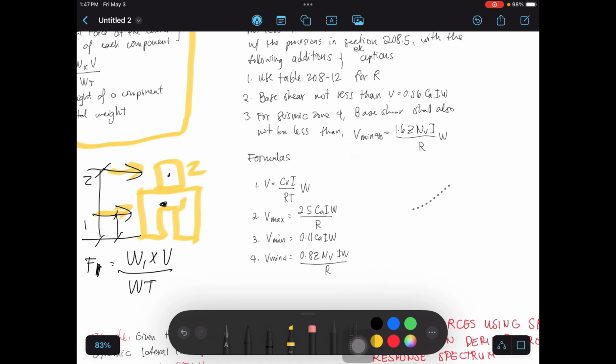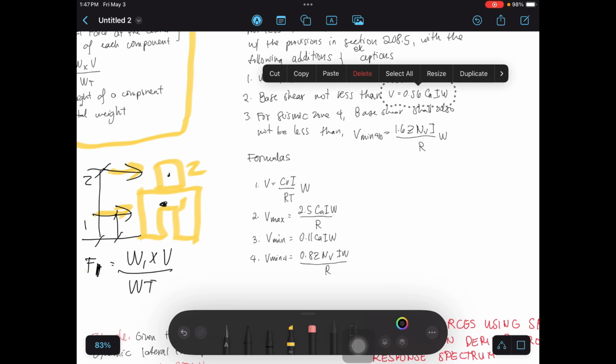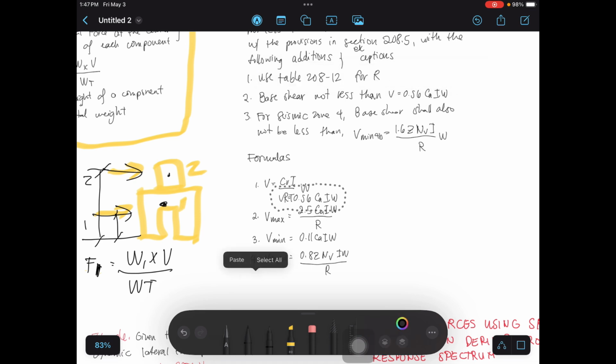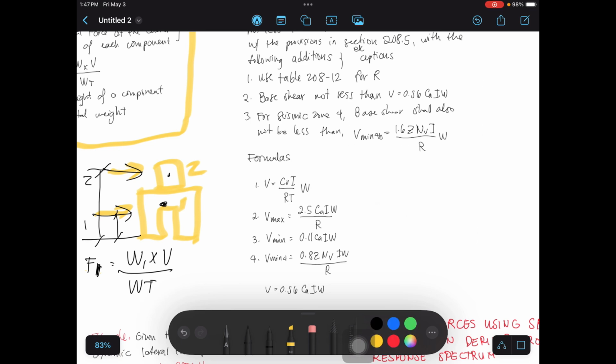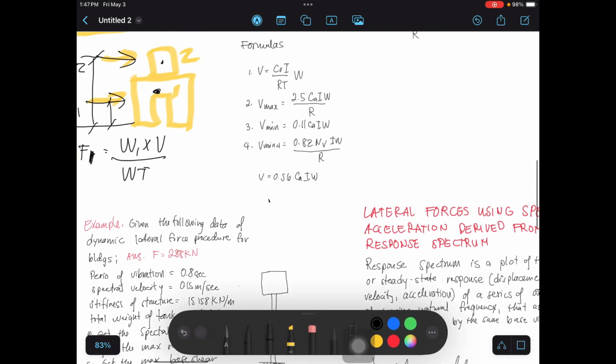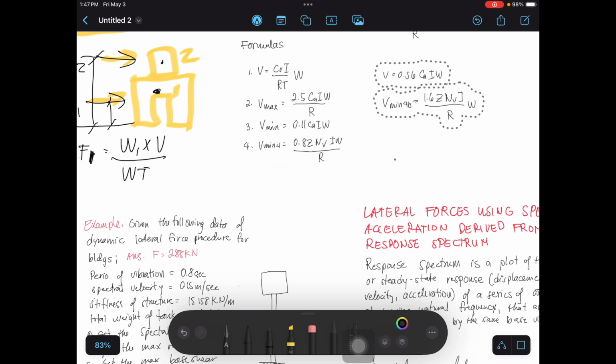So, ito ang formulas niya. Addition, meron kang formula din dito. Also, may sinabi pa siyang another formula sa item 3. So, how many formulas do we have in total? Meron tayong total 6 na formulas for non-rigid, non-building.